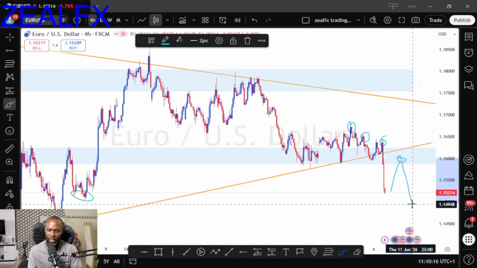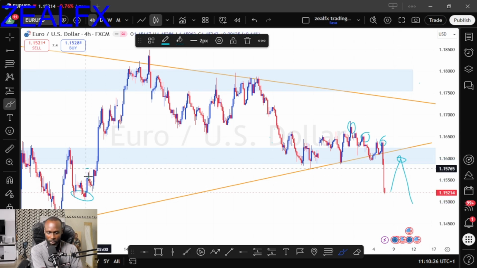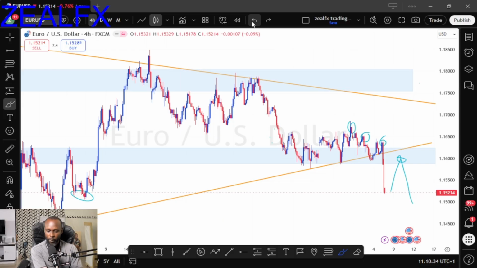So as long as we have this kind of strong structure for selling opportunity on the Euro USD, we can start looking for more sells from these levels. You can start looking for more sells from these areas for the Euro USD. But let's confirm this particular trend from the higher time frame, which is the daily chart.